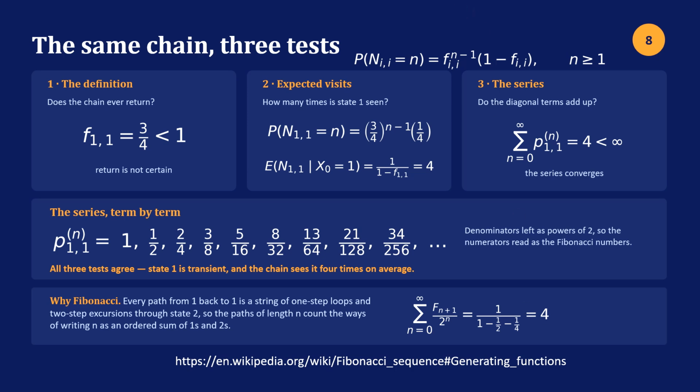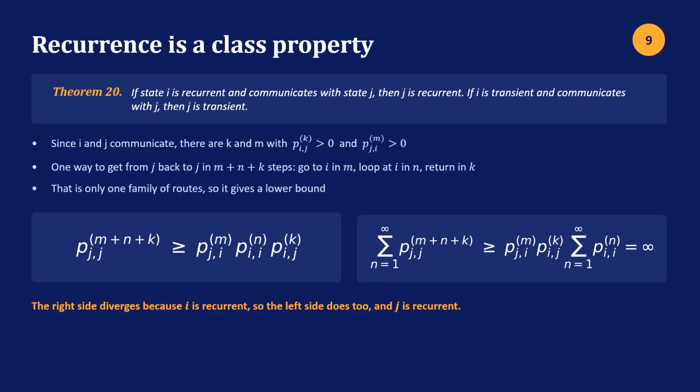Okay, so let's continue. Recurrence is a class property. We'll show that on the next slide. It depends on this theorem here. In fact, this theorem does most of the work. If a state I is recurrent and communicates with state J, then J is recurrent. If I is transient and communicates with J, then J is transient. We can prove it here. Since I and J communicate, there exist K and M, so you can get from I to J in K steps with positive probability, and you can get from J to I in M steps with positive probability.